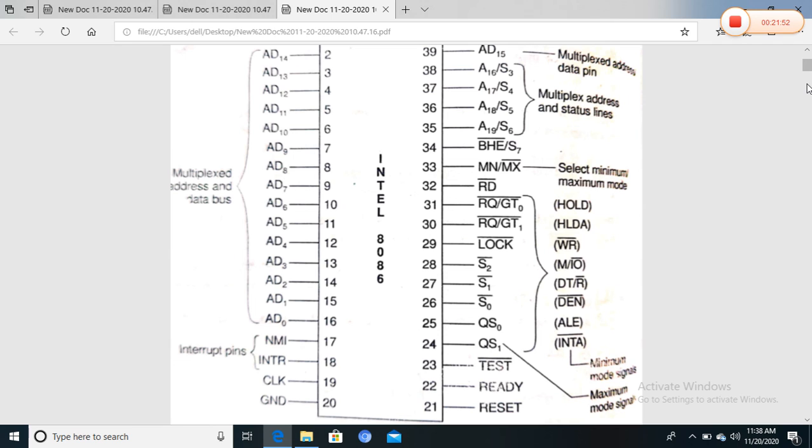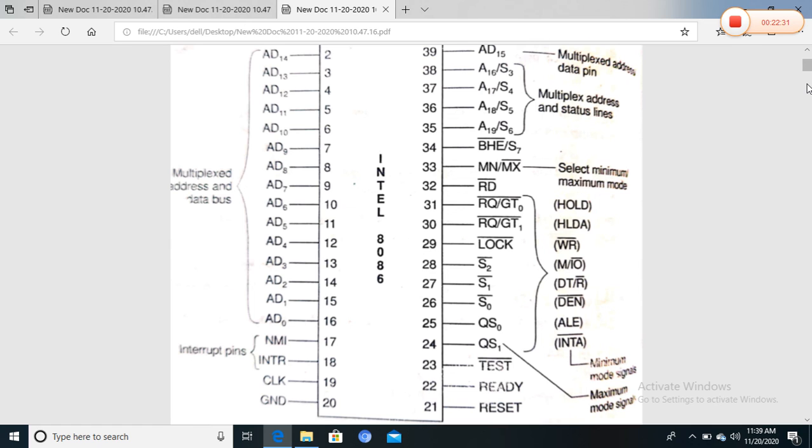Next signal is HLDA, that is hold acknowledge. This is pin 30. It is an active high output signal. This is generated by the processor after receiving the HOLD signal. HOLD: when another master device needs the address, data and control bus, it sends out a hold request to the processor. It is an active high input signal, and after receiving the hold request, the processor issues an acknowledge signal, and that acknowledge signal is HLDA.